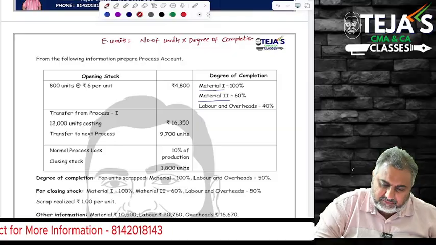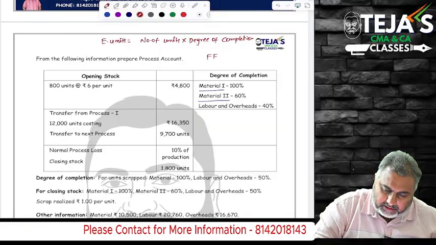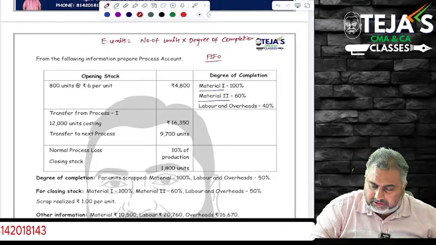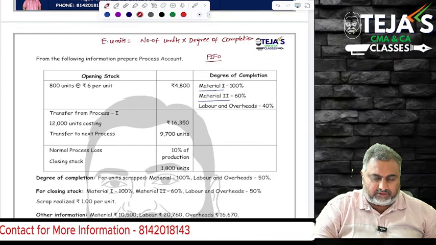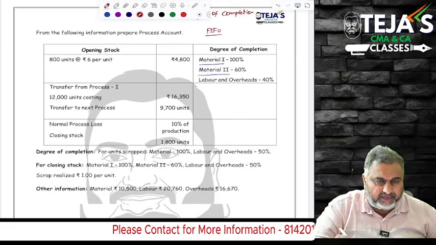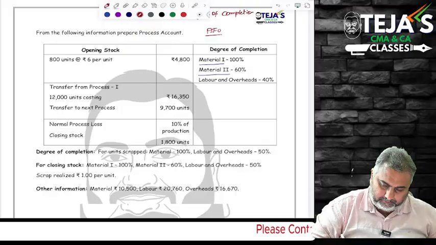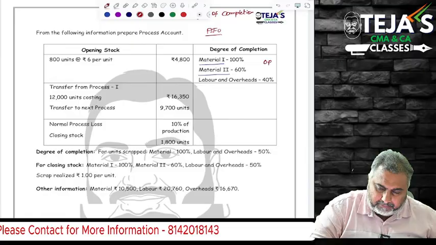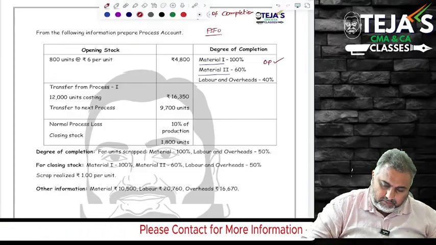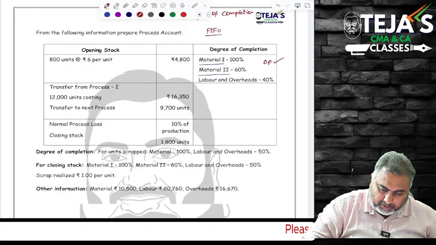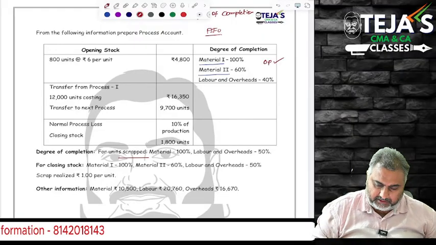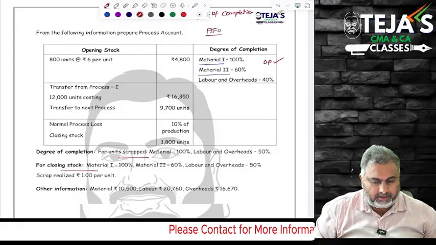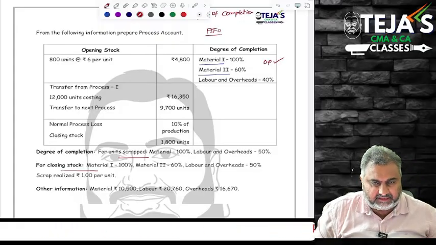This problem we are solving under the first in first out method. If you want to solve the problem under the first in first out method, you need to check what degree of completion is given for the opening part, whether any degree of completion is provided for scrapped units, and whether any degree of completion is provided in the closing stock. We need to check these informations initially.